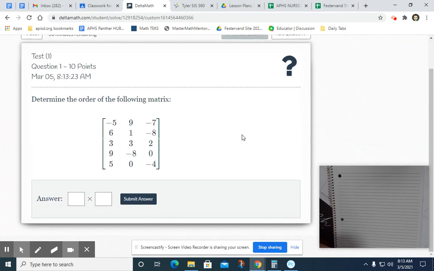Question 1, determine the order of the matrix. So order of a matrix is rows by columns. That's 1, 2, 3, 4, 5 by 3.